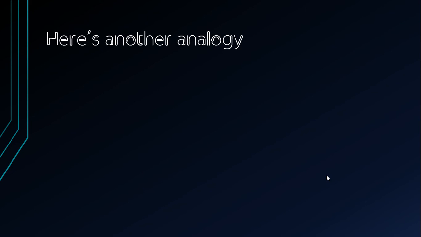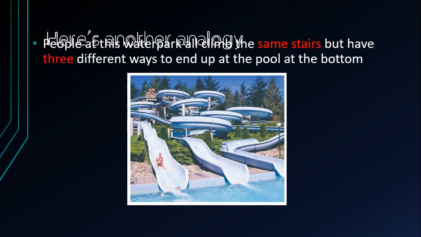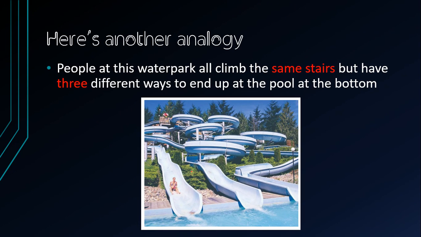Okay, so here's another analogy, kind of like the first one with the water park. People at this water park all climb the same stairs, but have 3 different ways to end up at the bottom of the pool. So they might come out here, or out here, or out here, but then they all follow the same path back to the top of the water slide where they do it all again.